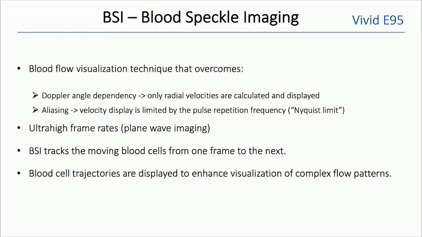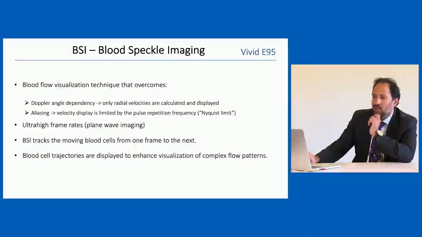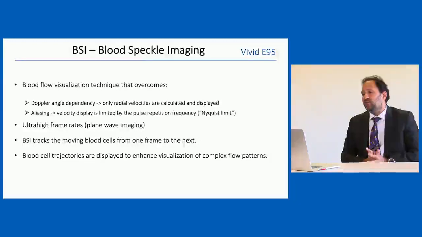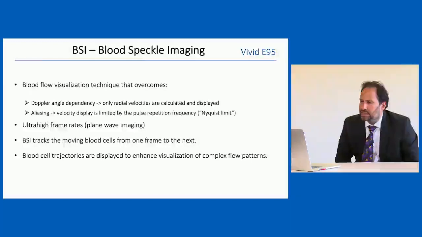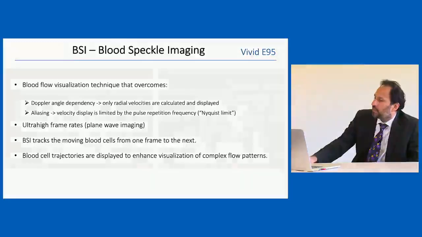Now, blood speckle imaging, which I'm going to show on some of the forthcoming slides, is a blood flow visualization technique that overcomes the Doppler angle dependency, which only normally incorporates radial velocities which are calculated and displayed. It also overcomes issues with aliasing as well. Blood speckle imaging uses ultra-high frame rates using a technology known as plane wave imaging, and it tracks the moving blood cells from one frame to the next. The particular advantage of this technique in terms of visualization is that it's allowing you to look at blood flow in 3 dimensions at very high frame rates.